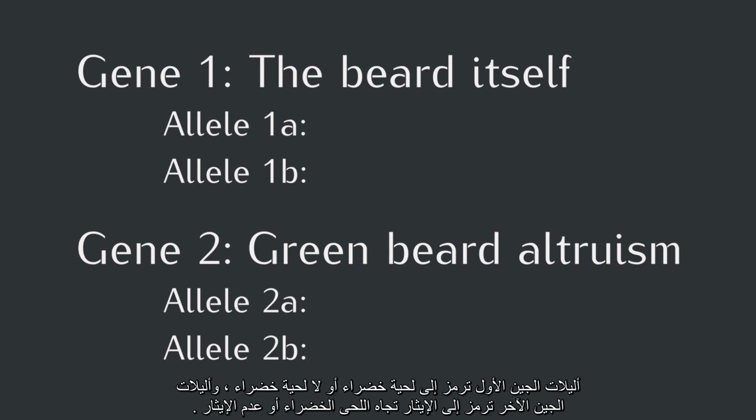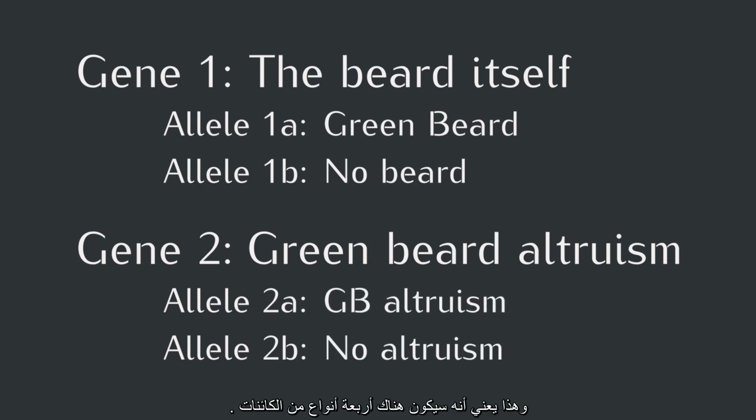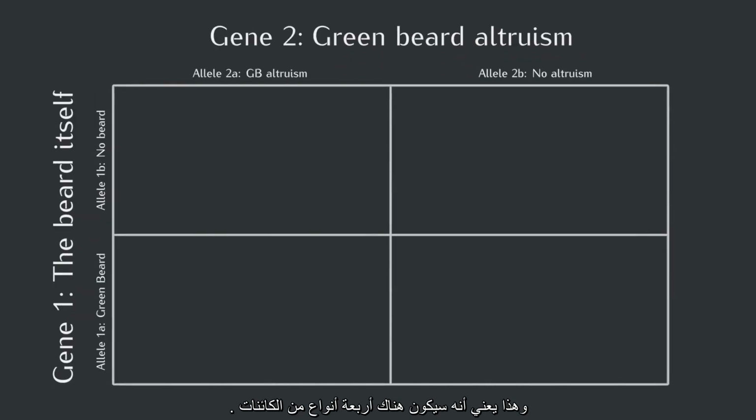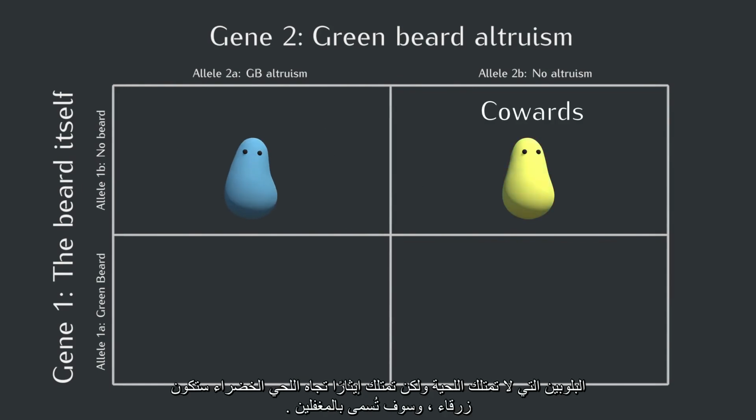The first gene's alleles code for a green beard or no green beard, and the other gene's alleles code for altruism toward green beards or no altruism. And this means there will be 4 types of creatures. The blobs with no beard and no altruism will again be yellow and be called cowards. The blobs with no beard but altruism toward green beards will be blue, and they'll be called suckers.